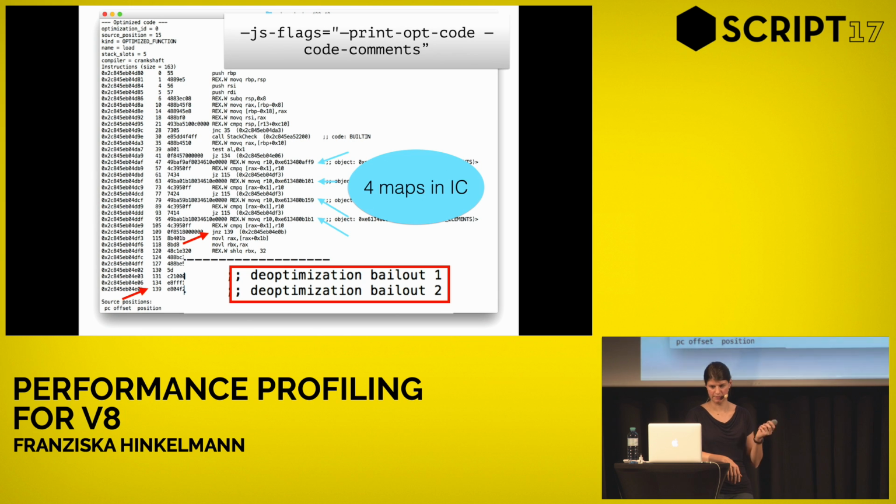Okay, and if you want to try this out for yourself, you can always pass in flags to Chrome or to Node. So you just have to pass in --print-opt-code and --code-comments to get a few of these comments between the opt code. So if you really want to see what's going on, write a little script and then try this on it, change the script and see if it corresponds to your intuition.